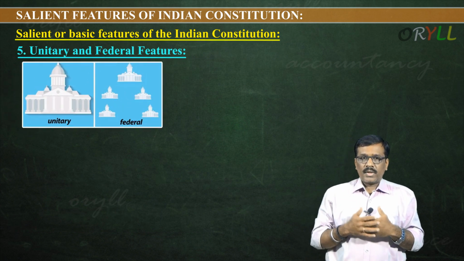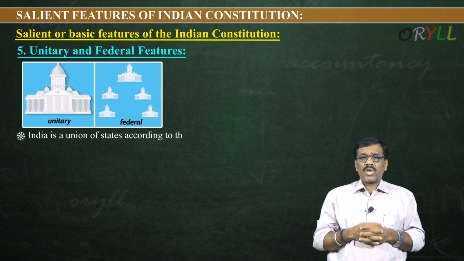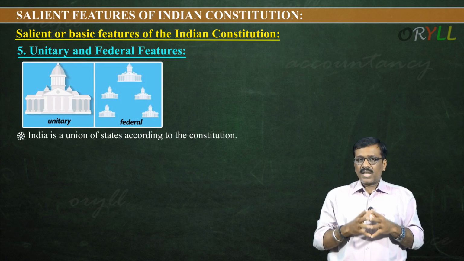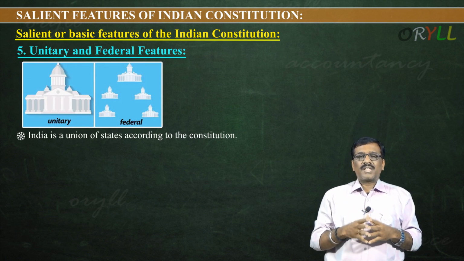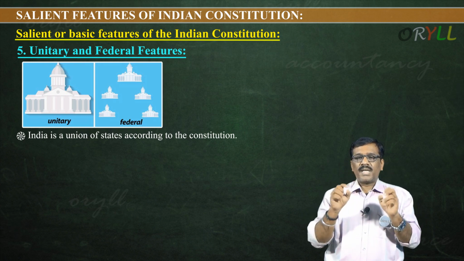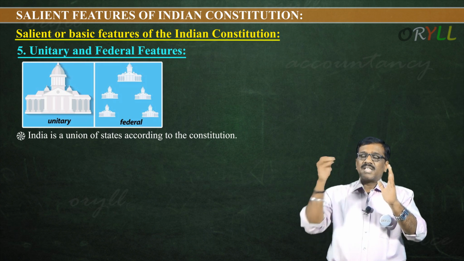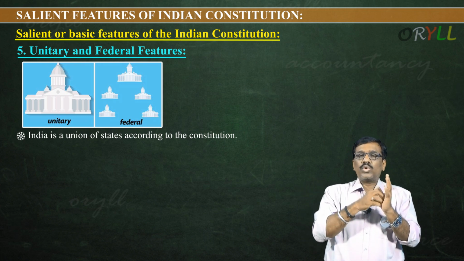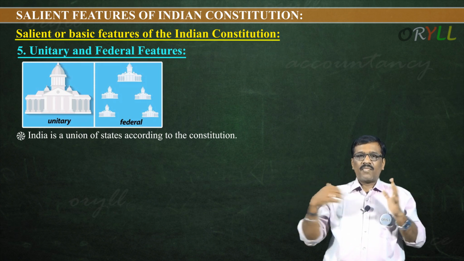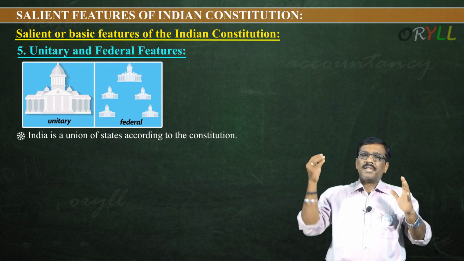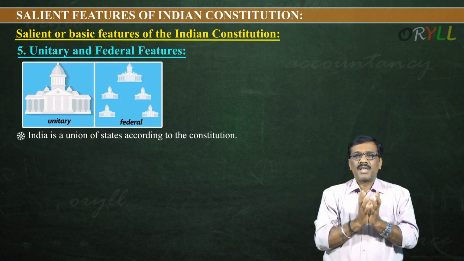Now coming to the fifth point, that is the unitary and federal features. India is a union of states according to the constitution. See, why are they saying union of states? We can just say India as such. It's not like that. It is a union of states. That means India has got a number of states. They can just come and join, but they don't have a right to secede. They cannot become separate from our nation. Understand? From our country, they cannot get separated. Their only job is to join. Once joined, they cannot come out of that. It's a union of states.